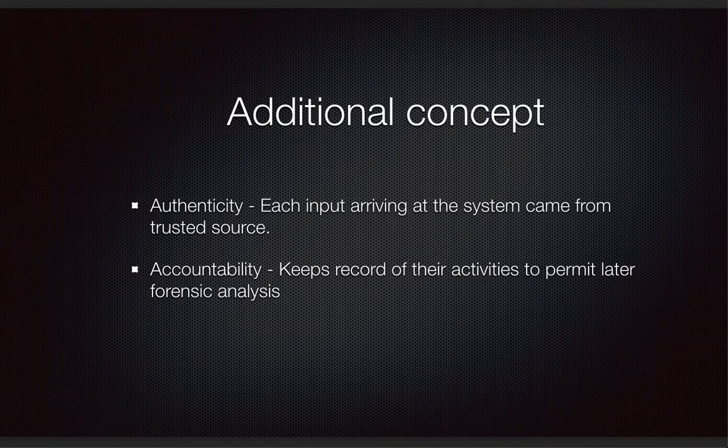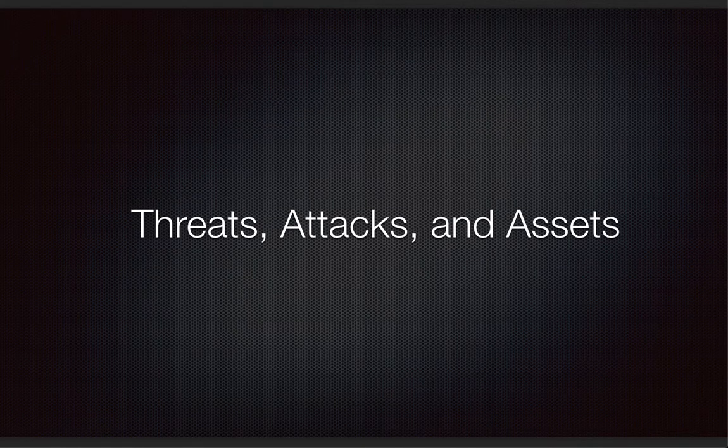Although the use of the CIA triad to define computer security is very accurate, to present a complete picture there are two additional concepts that we need to go over. The first is authenticity and accountability. Authenticity means each input arriving at the system comes from a trusted source. Accountability keeps a record of activities to allow later forensic analysis.